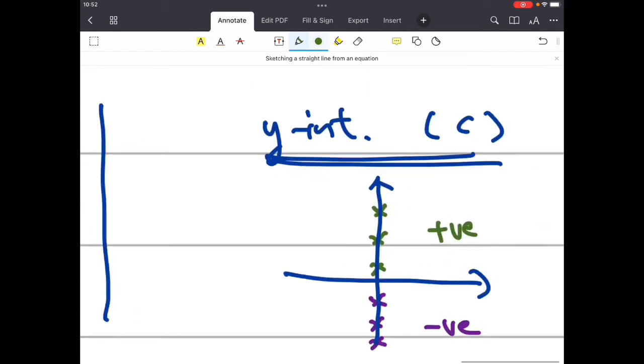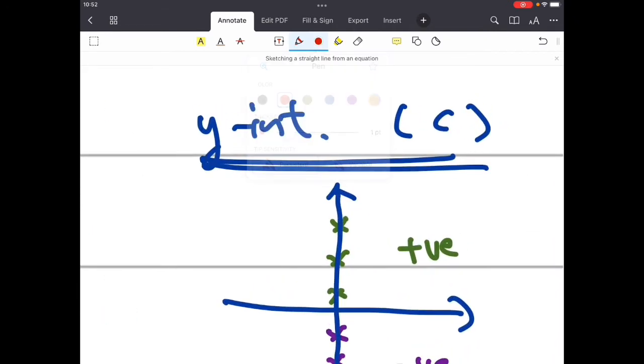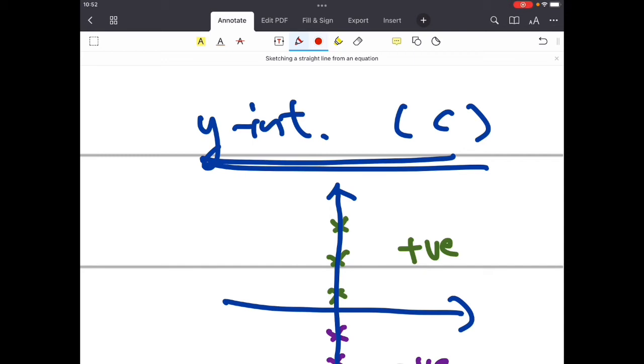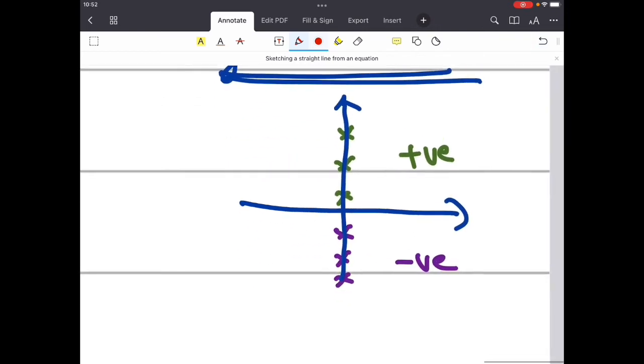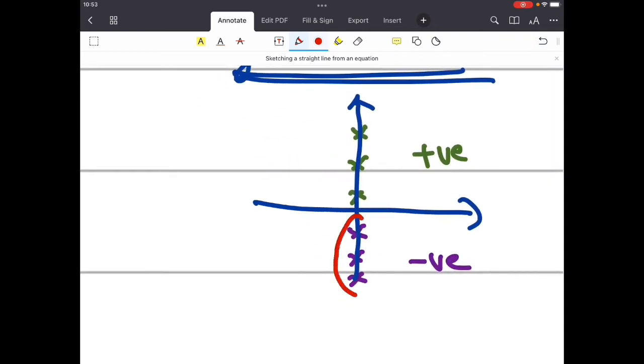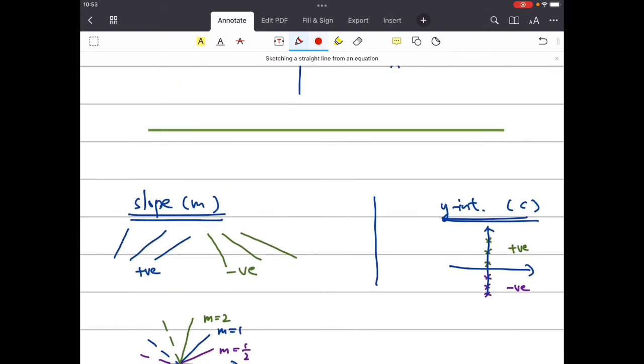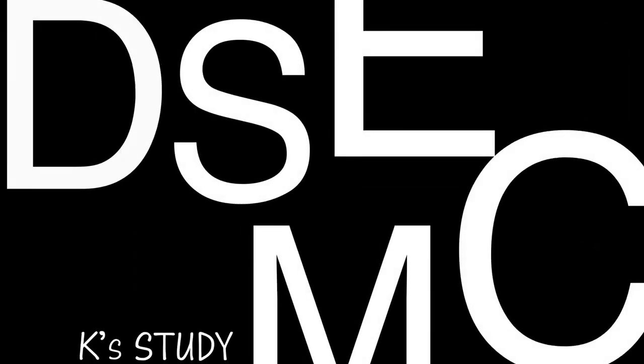For the y-intercept, if the y-intercept is positive, it means that the point should be above the x-axis. Since this is the y-intercept, of course, the point should be on the y-axis. So you can see the point is here, then we know that the y-intercept is positive. While if the y-intercept is negative, the point should be on this line. For the details about the slopes and the y-intercept, we may discuss it in another video, and I'm not going to talk in detail here.